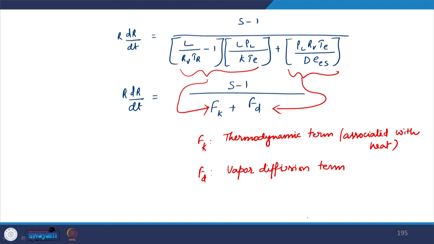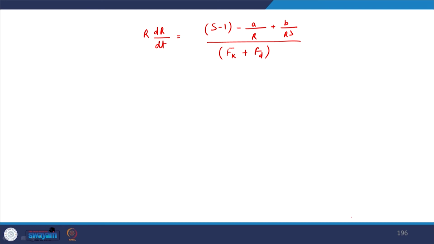Now, at this point again we can introduce the solute and the curvature effects as R dr by dt is equals to S minus 1 minus A by R plus B by R cube divided by Fk plus Fd, right. So, this is the generalized expression for the growth of a droplet.